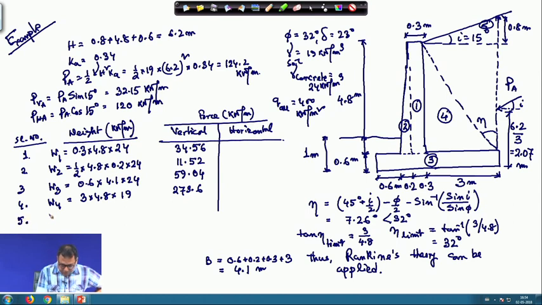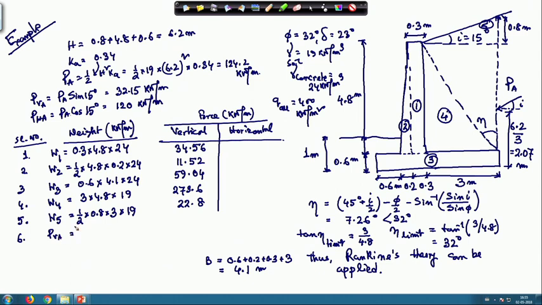Similarly, the fifth portion, W5, is equal to this triangular portion, the upper triangular portion of the soil, whose height is 0.8 meter and width is 3 meter. So, this will be half into 0.8 into 3 into the unit weight of soil, so it will be 19. This will also act in the vertical direction.